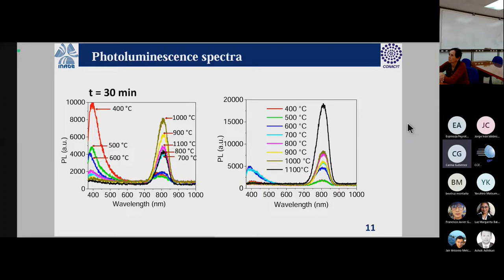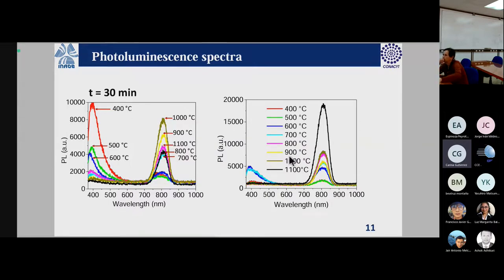We fix the time at 30 minutes and we change the temperatures. As we increase the temperature, we can see how we change the photoluminescence emissions, and the maximum peak emission changes from 400 to 800 nanometers. This corresponds to the titania silica configuration.